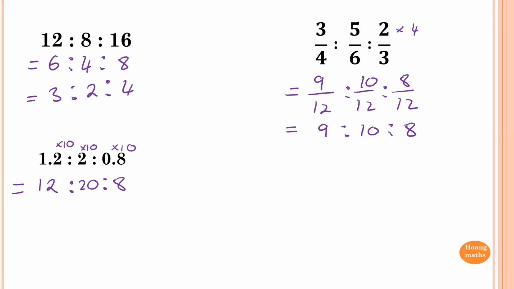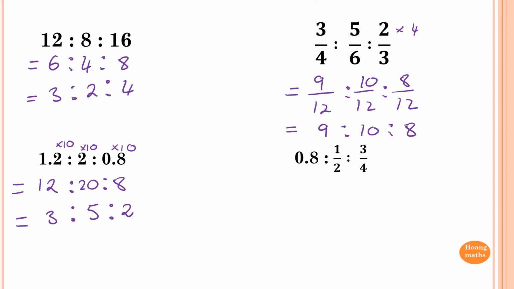See? Now what I can do is look for the highest common factor, or another word, the largest number that can go into 12, 20 and 8, which is 4. Correct? So for these three numbers, I divide everything by 4. 12 divided by 4 gives me 3. 20 divided by 4 is 5. 8 divided by 4 is 2. So 1.2 to 2 to 0.8 is exactly the same as 3 to 5 to 2. Okay, this one here.